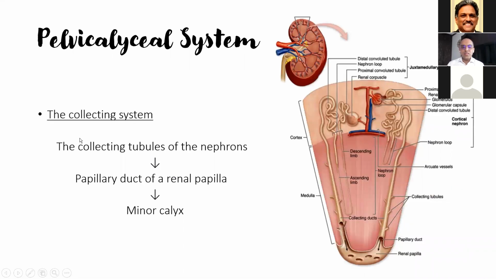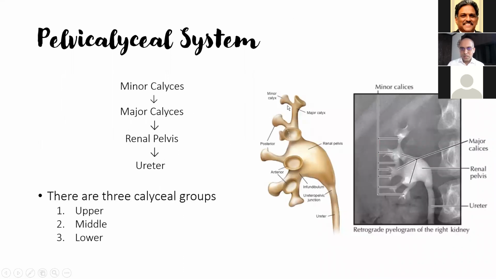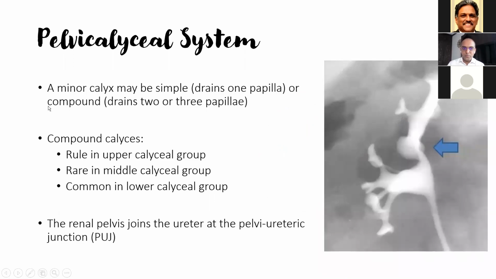So coming to the pelvicalyceal system, the collecting tubules of the nephrons drain into the papillary duct of the renal papilla, as we saw earlier, which is in contact with the minor calyx. This minor calyx then drains into a major calyx. The major calyx drains into the renal pelvis, and the renal pelvis into the ureter. This is an image of a retrograde pyelogram, a modality we usually use intraoperatively to inspect the structure of the pelvicalyceal system. There are three calyceal groups: the upper group, middle group, and the lower group.